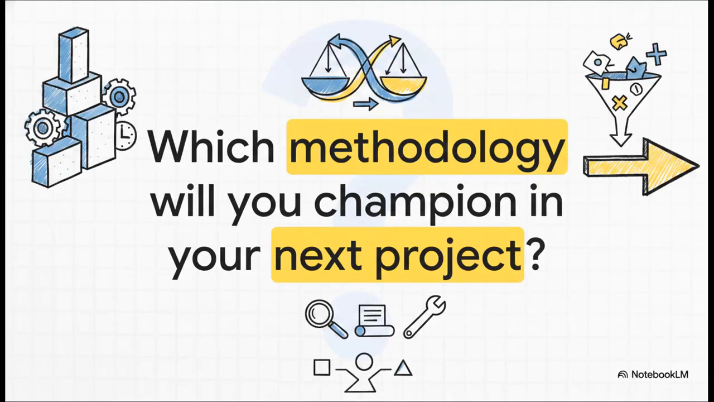And that wraps up our explainer for today. We've gone all the way from the rigid predictability of the traditionalists to the flexible edge of chaos balancing of the agilists, right through to the relentless waste cutting of the optimizers. The tools are all right in front of you. So I guess the only question left to ask is this: which methodology are you going to champion to conquer the chaos in your next project?